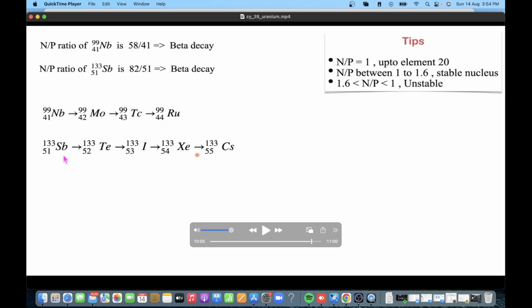And for the second one, you can go with the same procedure, and you will find that we observe beta decay in each step, again getting the stable nucleus cesium here.